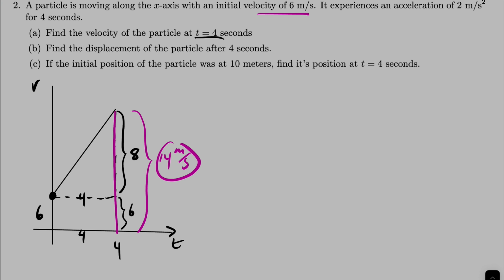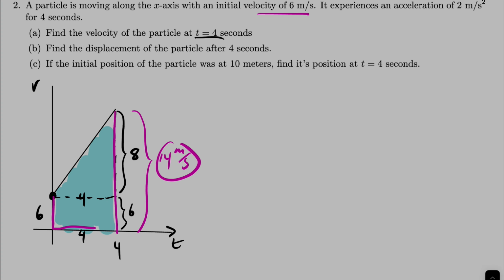Find the displacement of the particle. Well, the displacement of the particle is the area underneath. So it's all this. That shape looks complicated, but if you actually think about it in terms of it being a rectangle and a right triangle, it's not that bad. So let's find the area one piece at a time.